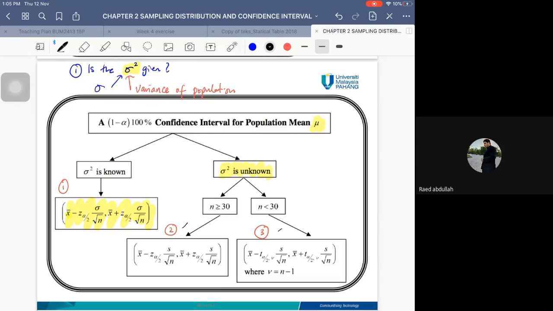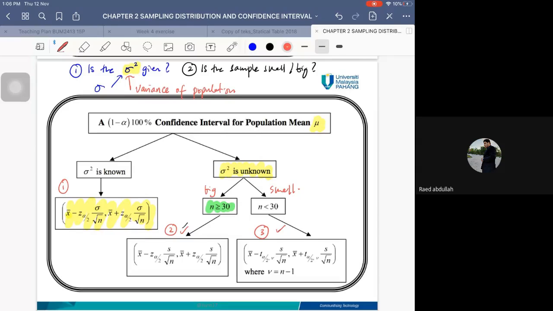The second step you have to ask yourself is: is the sample small or big? When you have n greater than or equal to 30 and above, this is considered a big sample. If your n is less than 30, for example 29, 28, 15, 10, this is considered a small sample. If you have a big sample, you use formula number 2. If you have a small sample, you use formula number 3. That will be the rule.